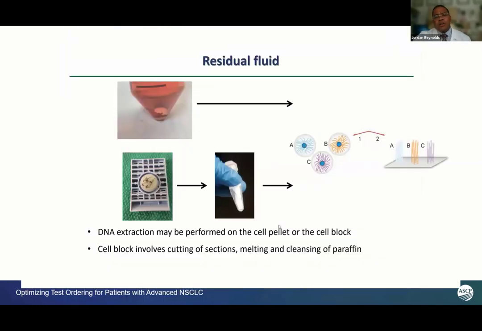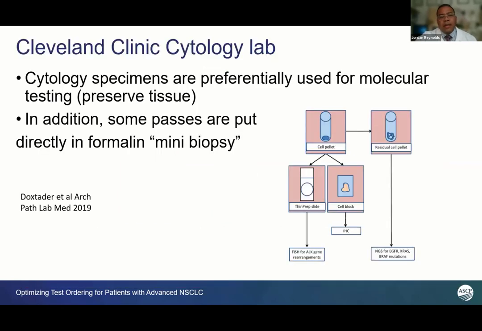So in addition to the ALK, what else can we do? Well, with our specimens, we have this little pellet here, and in the fluid, there's probably some DNA that we can use to make libraries, or we can cut the cell block and then melt the paraffin and make libraries. Well, we found that the DNA is pretty much comparable in both these specimens. It may even be better in this fluid, which many cytologists have been publishing about over the past 7 to 8 years. So in Cleveland Clinic, our cytology specimens are preferentially used for molecular testing.